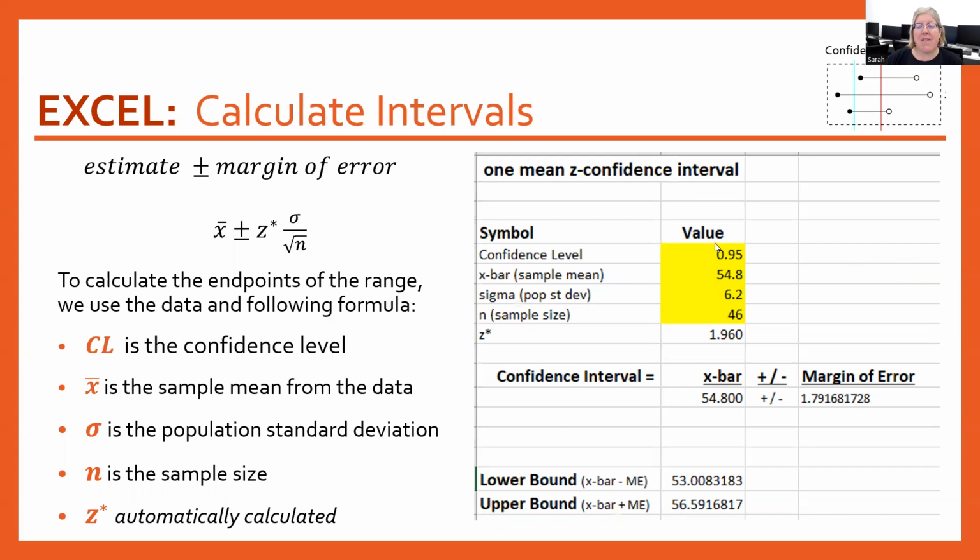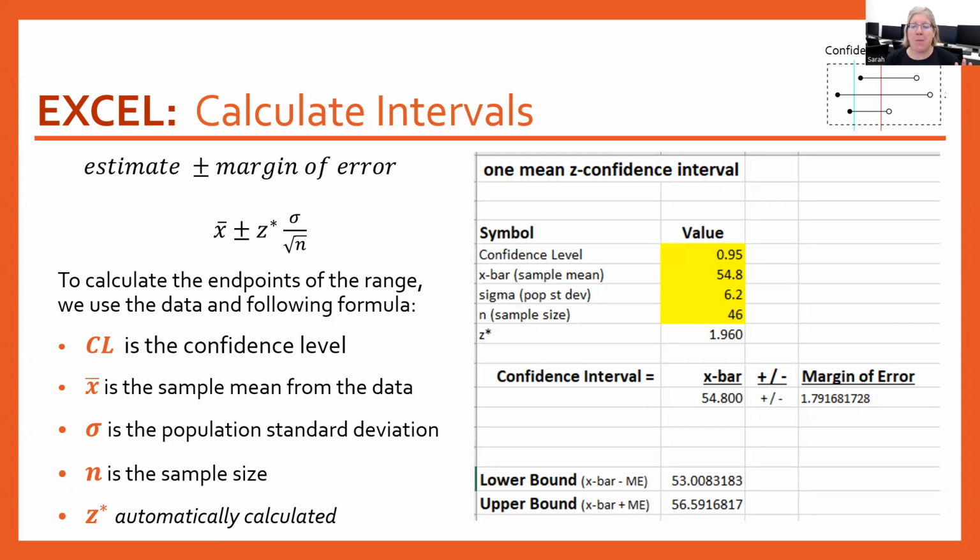So you'll put your confidence level in. You want to convert that 95% to a decimal, so 0.95. You put your sample mean x-bar in, your population standard deviation, and your sample size. And then the great thing about how this is set up is it will automatically calculate z-star for you. So you don't have to worry about remembering that number or flipping through pages to look that up. It'll automatically calculate that. And then it shows you the results in 2 different formats.